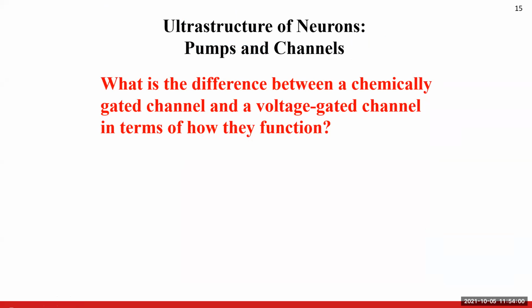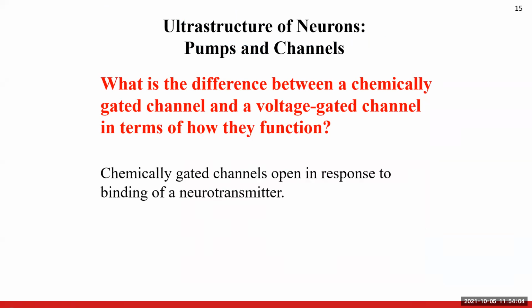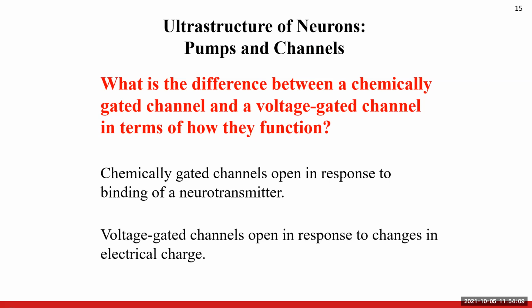What is the difference between a chemically gated channel and a voltage-gated channel in terms of how they function? Chemically gated channels open in response to the binding of a neurotransmitter. All right, voltage-gated channels open in response to changes in electrical charge, that membrane potential.